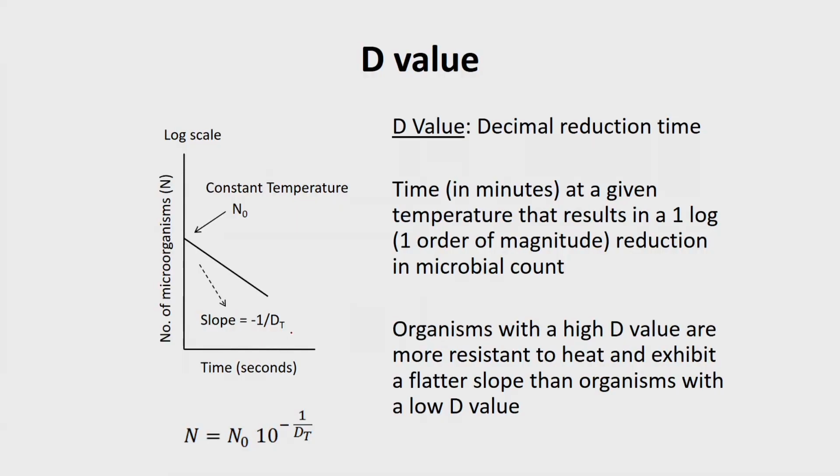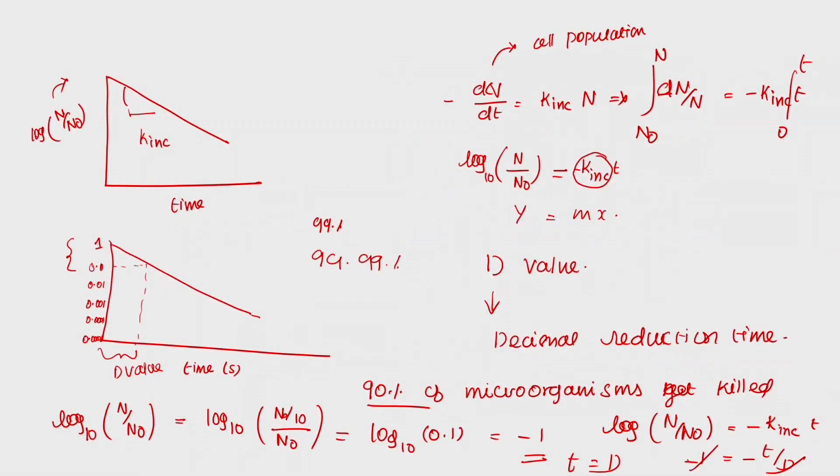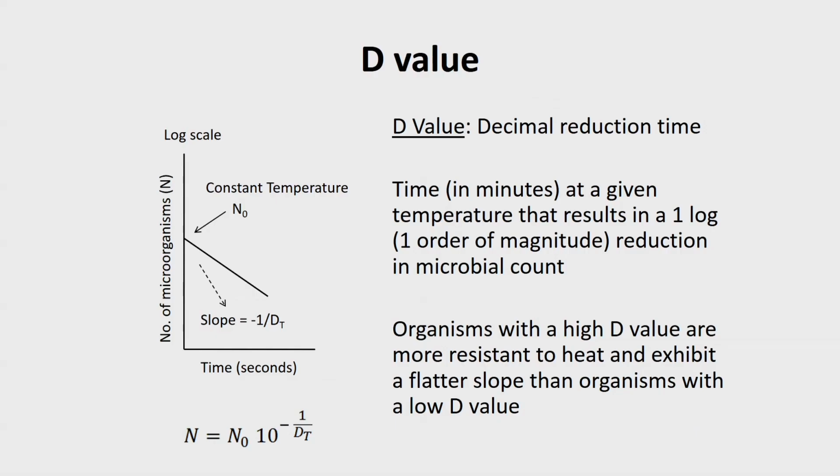So, this t represents at particular temperature. Here I talked about it in terms of log scale, but here it is represented as N. N is nothing but number of microorganisms, that is nothing but a cell population, and N naught is nothing but initial concentration. So, 10 to the power of minus 1 upon Dt, we already told this is nothing but minus k inactivation, which is nothing but a decimal reduction time Dt, right. And this is something important, right.